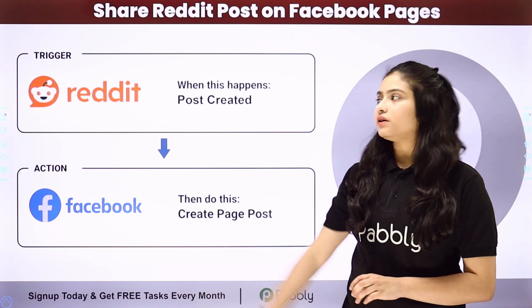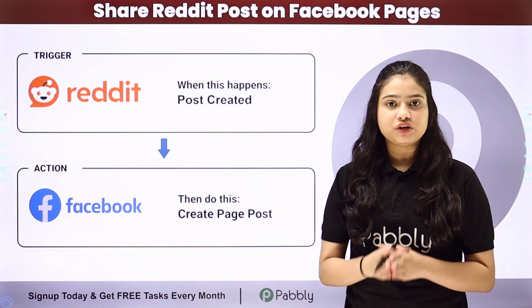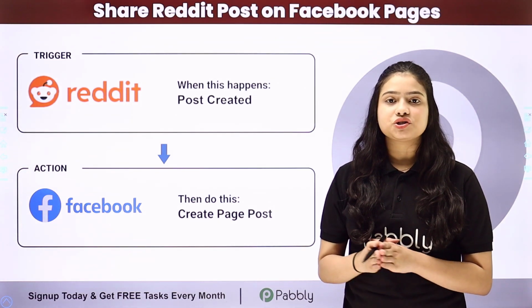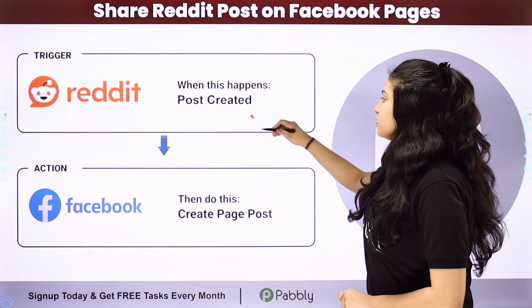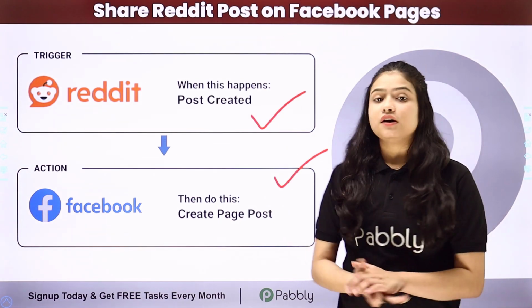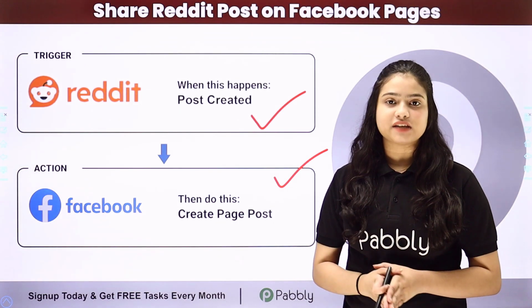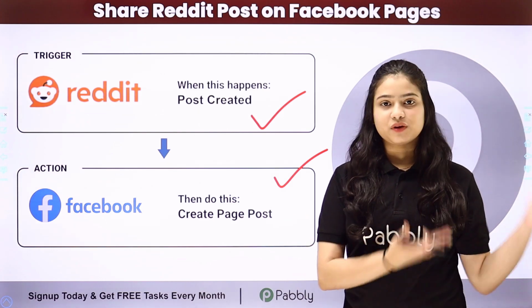For this, we will have to integrate both these applications, and because they do not have any kind of native integration between them, we are going to use Pabbly Connect, which is an amazing automation and integration software, to connect both of them. Now here we have Reddit in our trigger and Facebook pages in our action. So we are going to connect both of them by using Pabbly Connect in order to automate this entire process. And to learn this entire automation step by step, let me take you all to my screen.